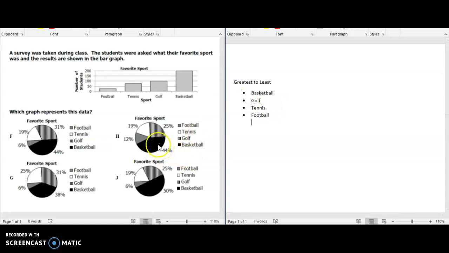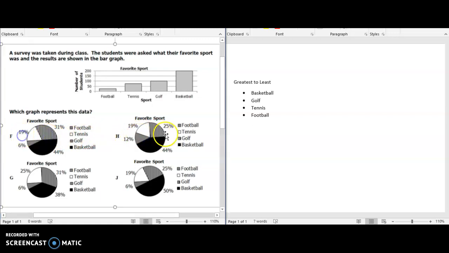Unfortunately for this one, they all show basketball as the greatest, so we can't eliminate any that way. These top two show golf second, G shows golf second, J shows golf second. They all show tennis third, and they show football last.